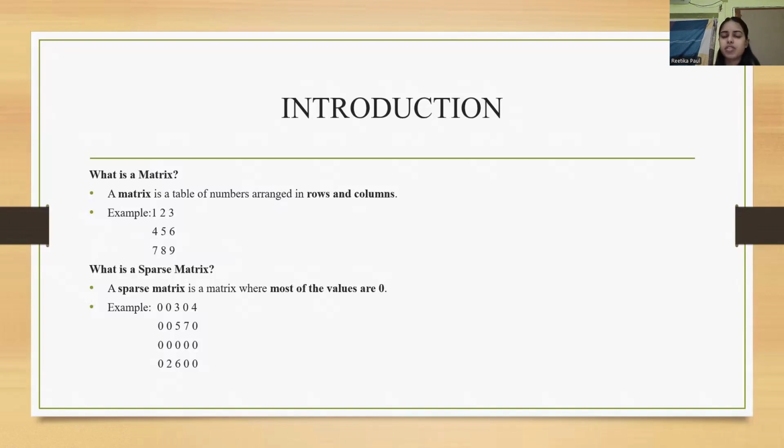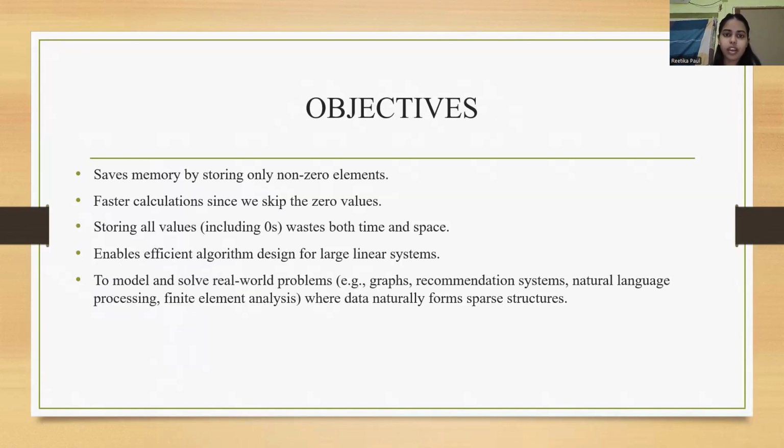In a sparse matrix, there are a lot of zero elements. Like the example I have already given, it has very few non-zero elements, mostly zeros. The objectives are: they save memory because we store only the non-zero elements, and faster calculation since we can skip the zero part.